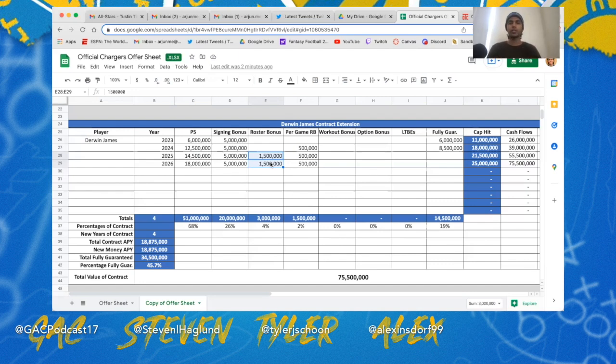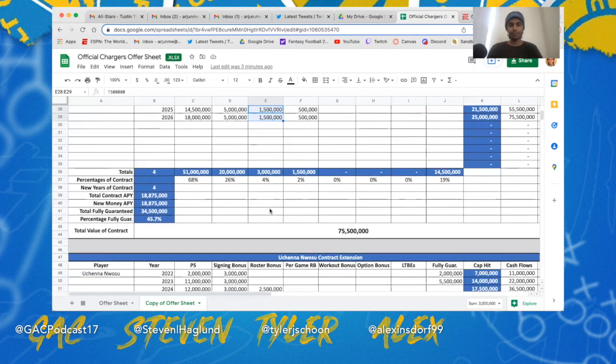So this is the overall deal. As you can see, this is pretty much a full 4-year deal. I don't envision him getting cut in this scenario because of how high the signing bonus is. But to recap for the people not watching on YouTube: 4 years, $75.5 million total, 18.875 APY, $34.5 million fully guaranteed with a $20 million signing bonus, with year one base salary fully guaranteed and part of year two base salary fully guaranteed.